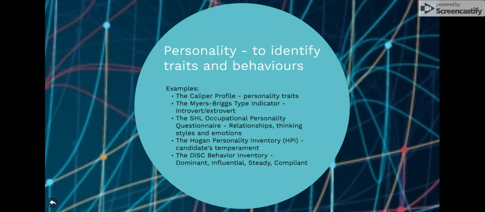The personality tests are used to identify a candidate's principal traits. For example, we could look at the Myers-Briggs type indicator to see how introverted or extroverted a candidate may be. We can use the SHL occupational personality questionnaire to have a look at the way the candidate has relationships, their thinking styles, and their emotions.